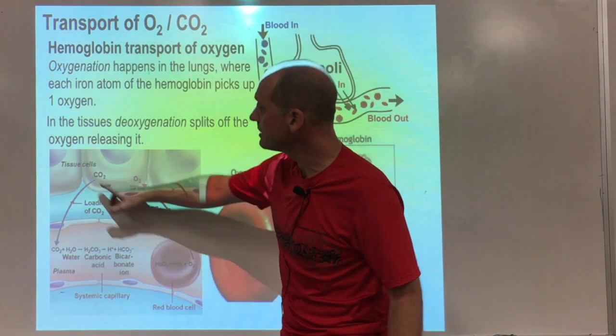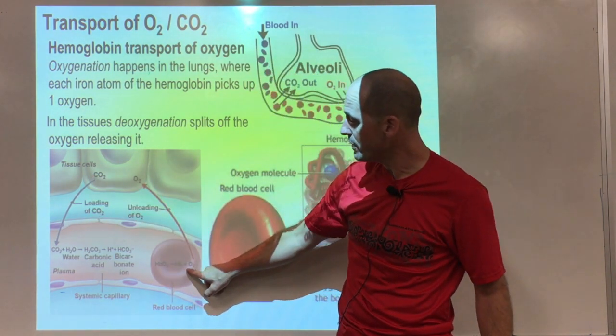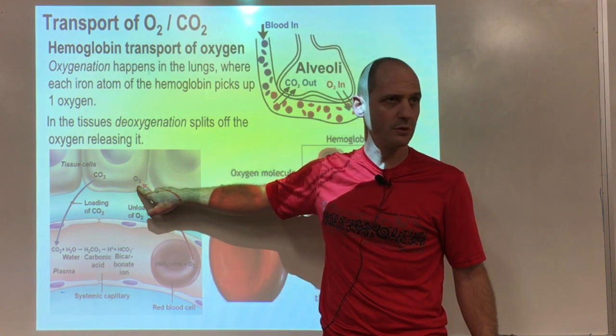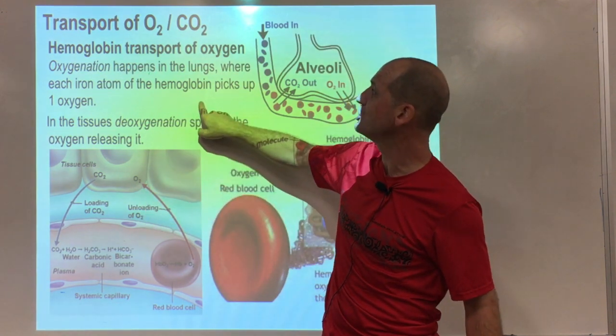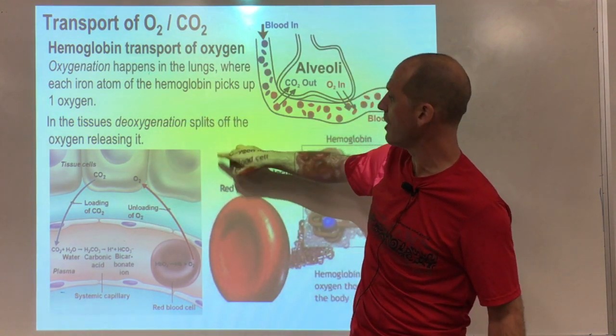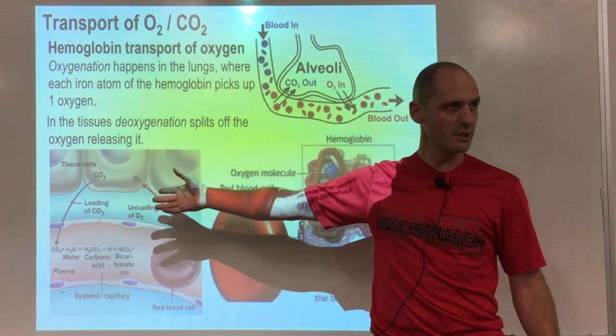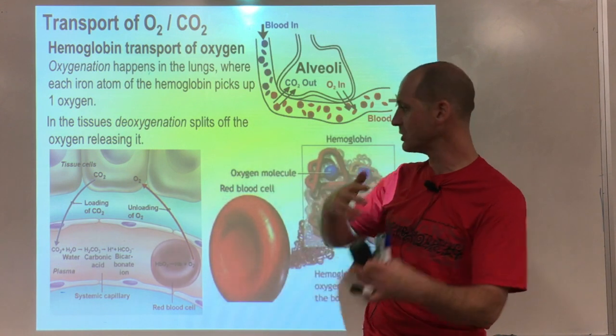And then when we are in the tissues, the hemoglobin will let go of the oxygen and let the oxygen go into the tissues. So it binds to oxygen reversibly. You can pick it up or let it go. It's like a magnet. The strength of the magnet is the question.